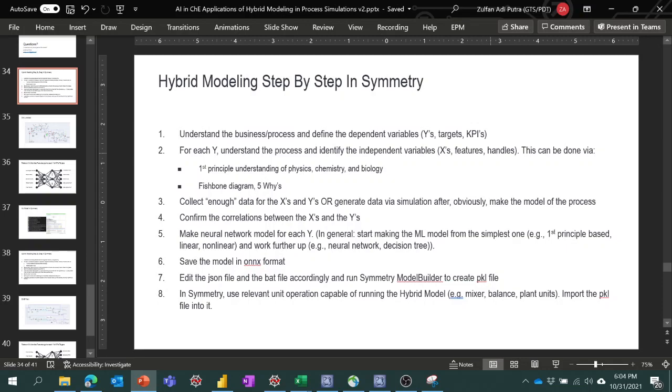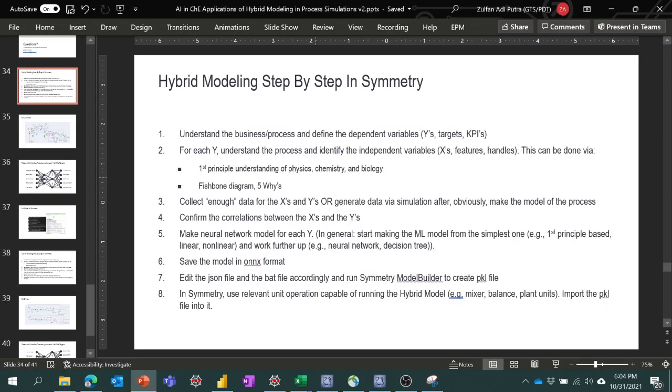And then understanding the correlation between Y and X, or finding the correct X, can be done by our own chemical engineering first principle understanding, like physics of chemistry or biology. And then we could also ask help from Lean Six Sigma techniques, like fishbone diagram or 5 Whys, or tree analysis or FMEA, and so on and so forth.